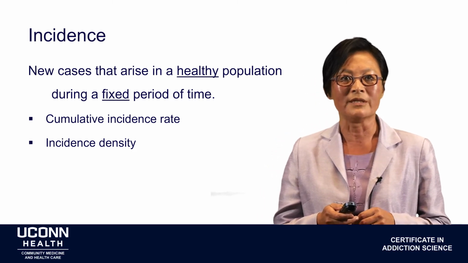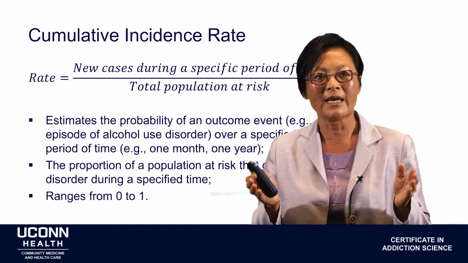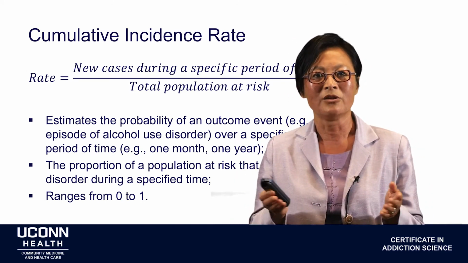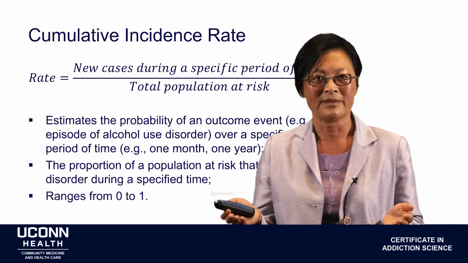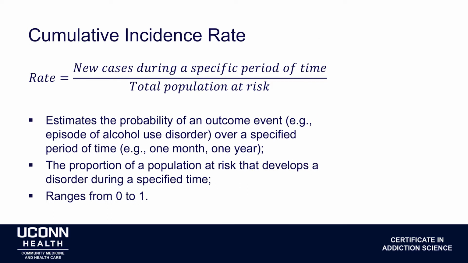So what's a cumulative incidence rate? Think about accumulation: how many cases can accumulate during a period of time? It estimates the probability of an outcome or event, for example, an episode of alcohol use over a specific period of time. When we talk about incidence, it always involves a time element, either 1 month, 1 year, or lifetime. It is the proportion of the population at risk who develop the disease during that specific time, and the range is 0 to 1.